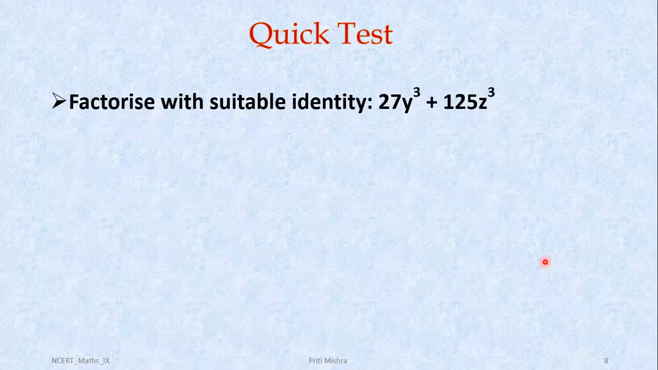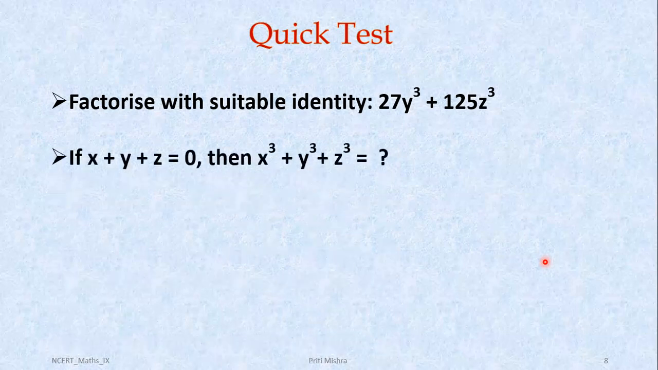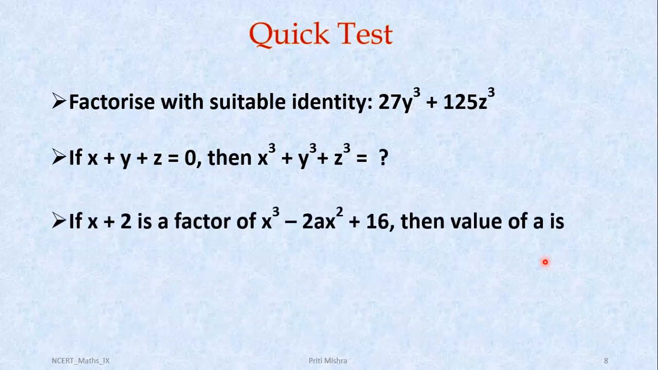Now get ready for the quick test. So let's have questions. First question is, factorize with suitable identity 27y cube plus 125z cube. This is the first question. Start solving. Second question is, if x plus y plus z is equal to 0, then x cube plus y cube plus z cube is equal to what? Start solving these questions, you all, please.